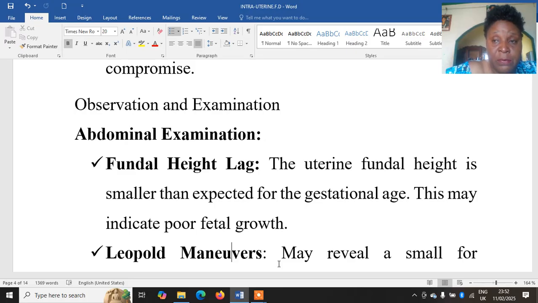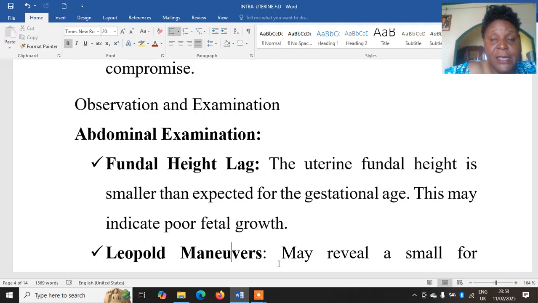I give an example. On examination, this mother might be 7 months pregnant. And at 7 months pregnant, we expect the fundal height to be at something like 28 weeks of gestation. But when we take the fundal height, it looks to be at 16 or at 20, when we expected it to be at around 28. Then this is a query of intrauterine growth retardation.